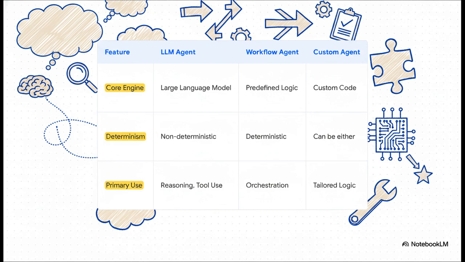And this table just perfectly nails the key differences. Your LLM agents, they're your creative thinkers, your brainstormers, using a language model for reasoning. Then you have workflow agents. Think of them as the super organized, predictable project managers, controlling the flow of work. And finally, custom agents are your specialists, the ninjas you build for highly tailored logic that nothing else can handle.